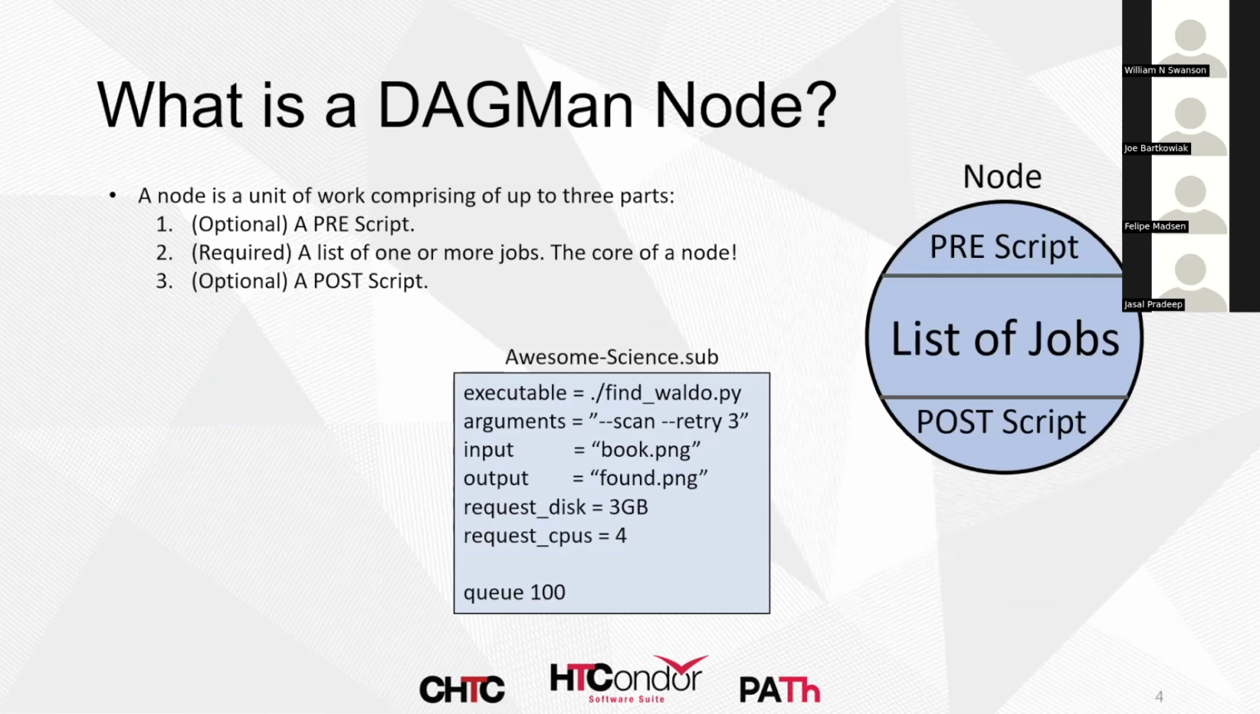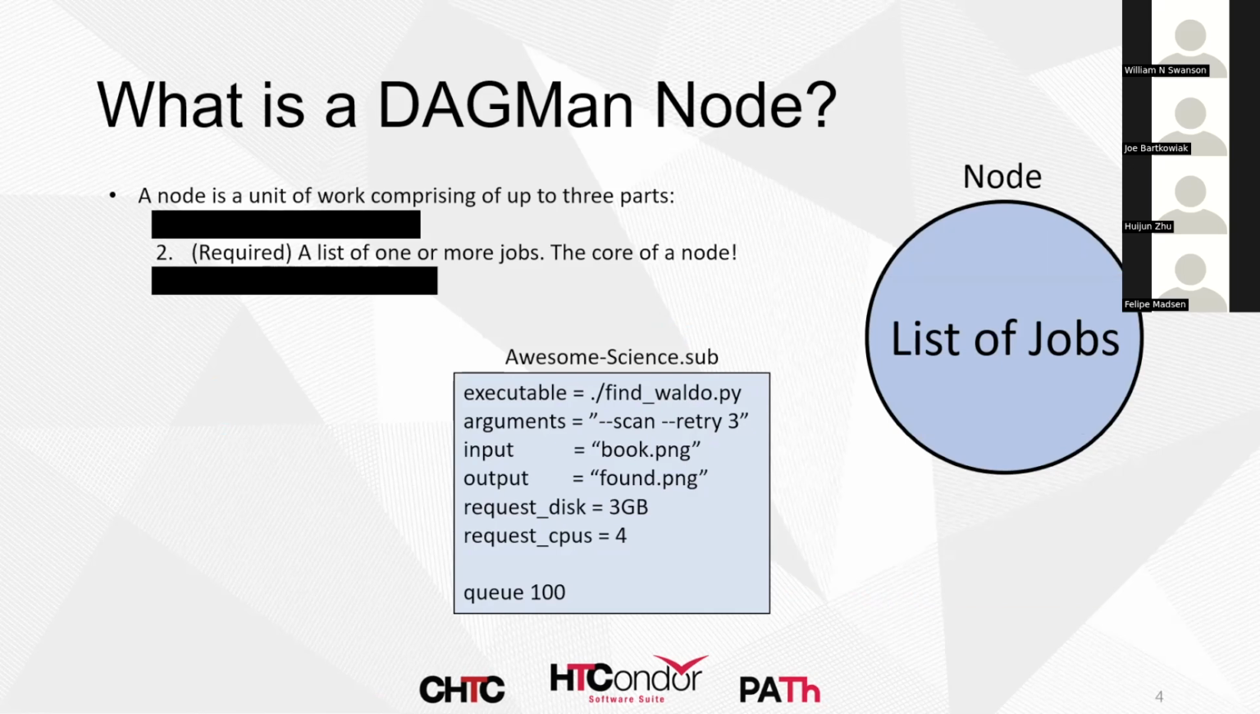Let's go. Here I have what is a DAGMan node. As we kind of said, DAGs are comprised of nodes and edges. For DAGMan, a node is made of up to 3 parts: a prescript, a list of 1 or more jobs, and a postscript. We're going to ignore the scripts right now. They add a little bit of complexity. If you're just starting out, you really just care about running your jobs. And the core of a DAGMan node is a list of jobs.